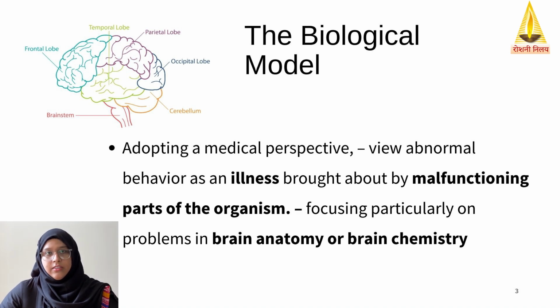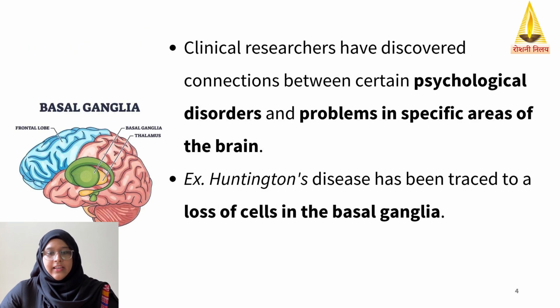The biological model talks about adopting a medical perspective to understand these abnormal behaviors, and these abnormal behaviors are considered as illness, caused by the malfunction of parts of the organism, mainly brain chemistry and brain anatomy. Clinicians have discovered connections between psychological disorders and certain parts of the brain. For example, Huntington disease is caused by the loss of cells in the basal ganglia.